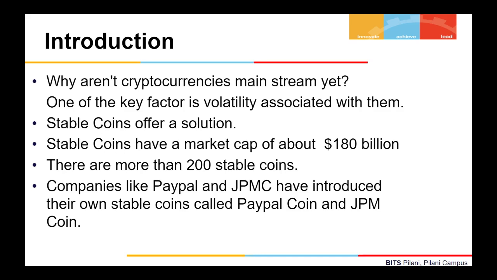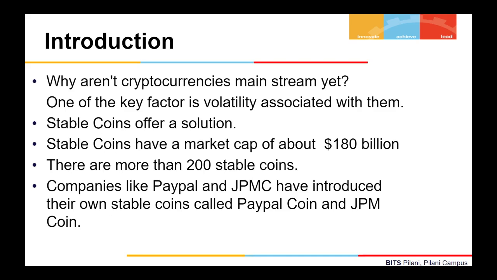So, let's start with this question. Why aren't cryptocurrencies mainstream yet? If we think about it, the obvious answer is the volatility of crypto. Let's take an example scenario where you go to a shop to buy something, and after the purchase, when you are on the way back home, you check the currency value and you realize that you have actually paid 2x the amount that was actually required.